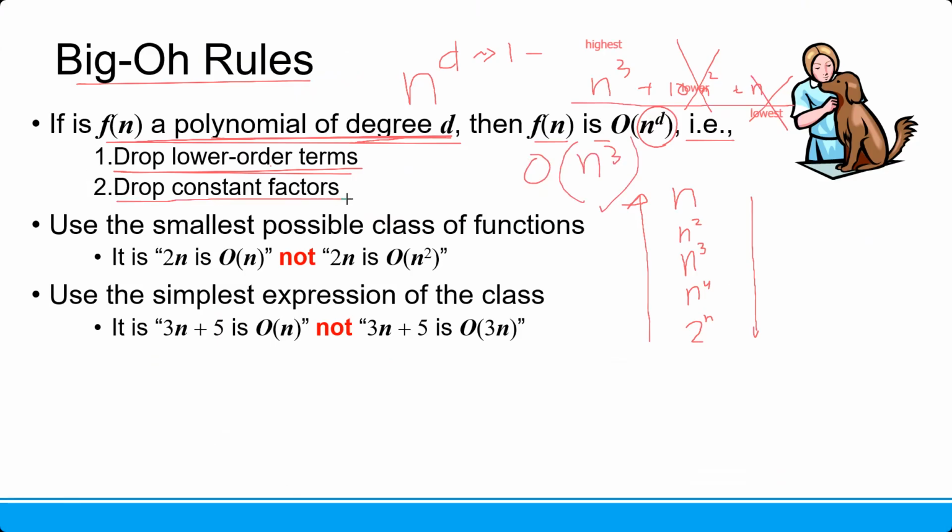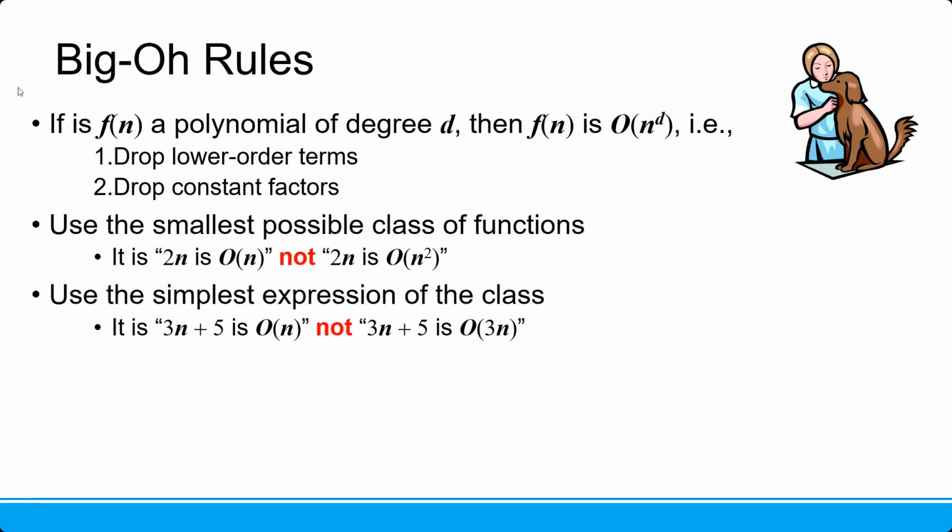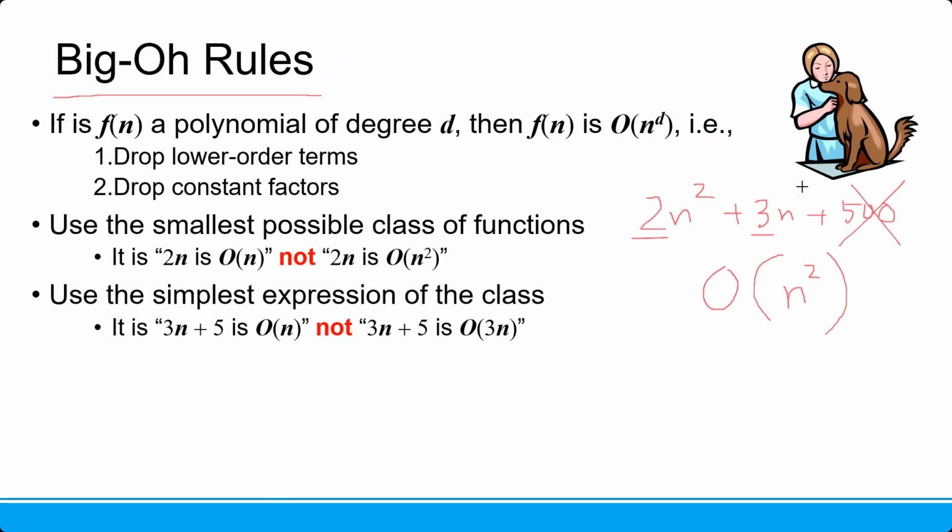The other is constants. As I mentioned before, if you have 3n, 2n power of 2 plus 3n plus 500, this is constant, this is also constant, this is also constant. So in this case, I will just apply the big O rules, O(n power of 2), because we will drop also the lower order.